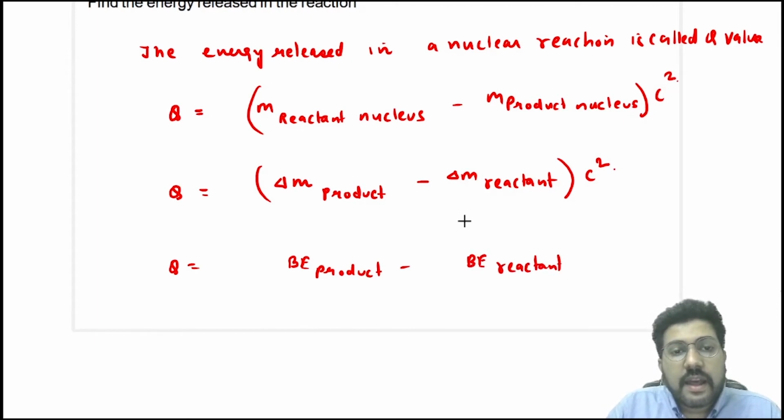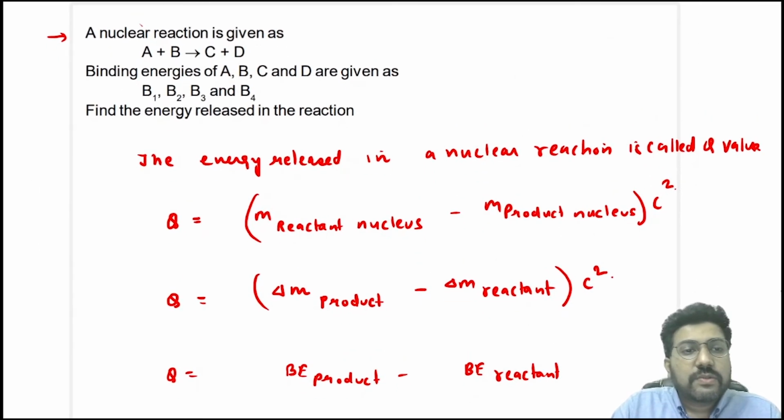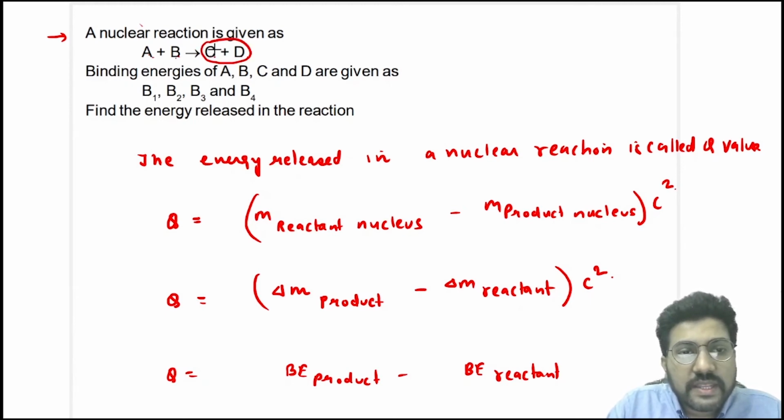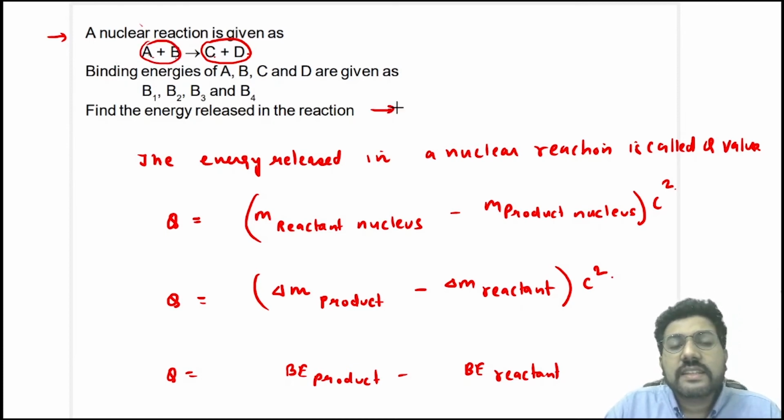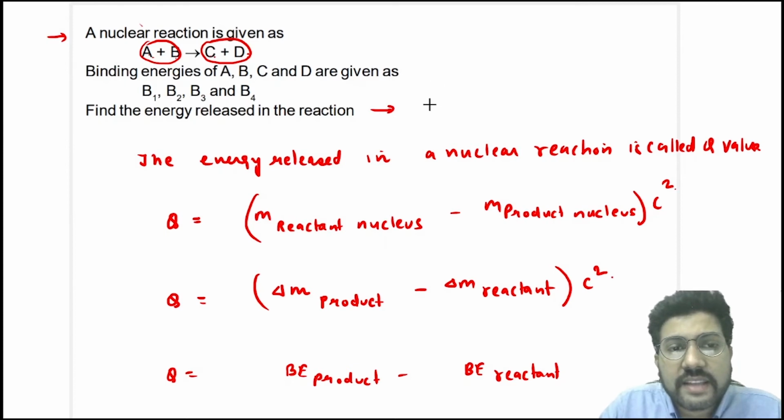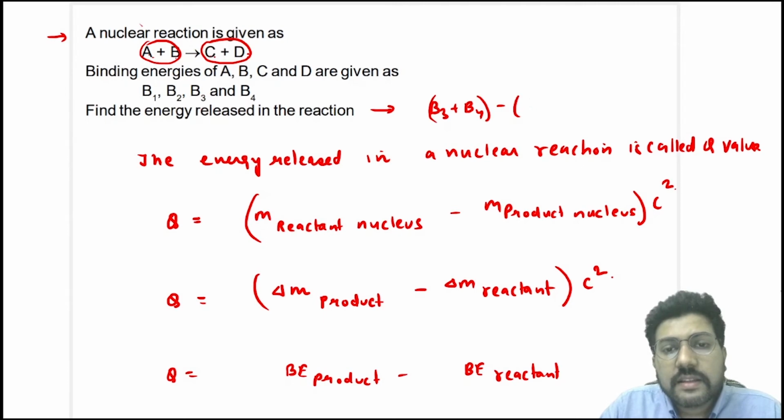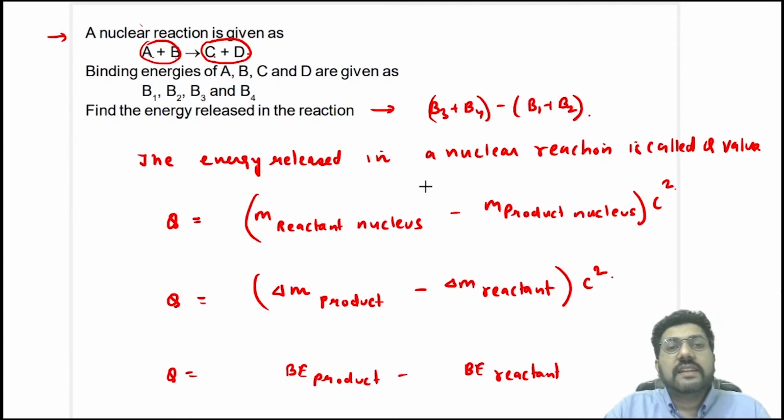Now they have given you, in this case, the binding energy of A, B, C, D as B1, B2, B3 and B4. So the binding energy of product is B3 plus B4 and the binding energy of reactant is B1 plus B2. So what is the energy released in this reaction? The energy released in this reaction is B3 plus B4 minus B1 plus B2. So this is the energy released in this reaction.